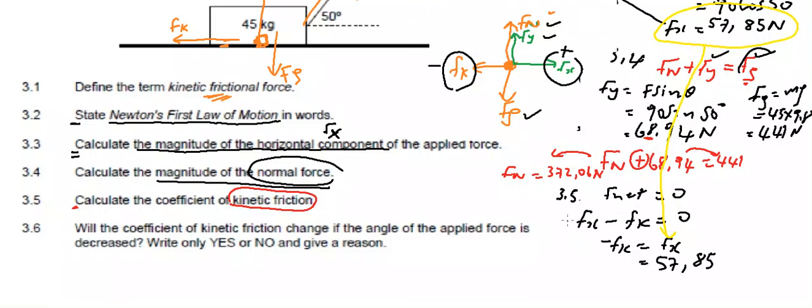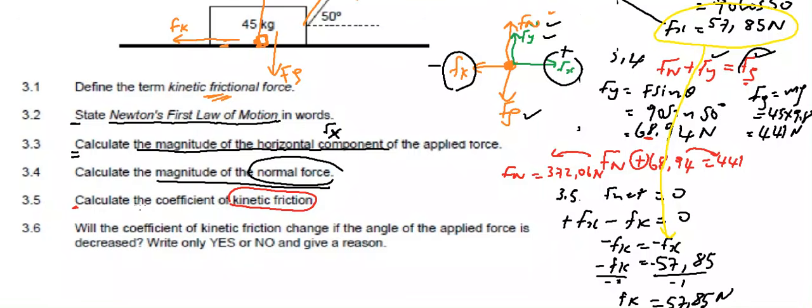Okay. Oh, this was positive here. When it moves to the other side, we have a negative Fk. Then we divide by -1 on both sides to get rid of the negative. So Fk is equal to 57.85 newtons. Let's go back to the question.